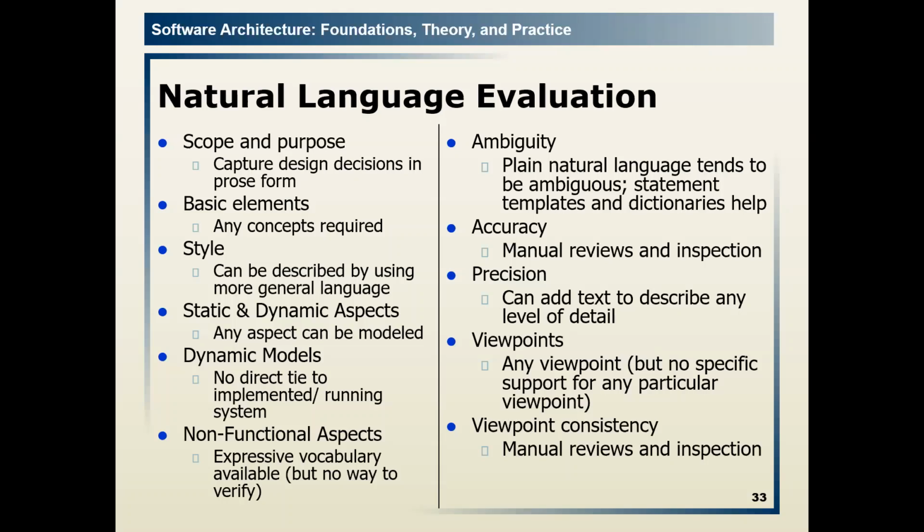Then the viewpoints, any viewpoint can be supported. Any viewpoint that you have in the architecture style you are following can be supported, but there's no support for any particular viewpoint, no advantage for anything. Then the consistency among the viewpoints can be done through manual reviews and inspections. So everything you have to do manually. Another human will have to do everything, and you have to inspect again manually.